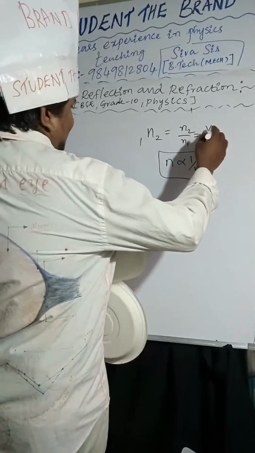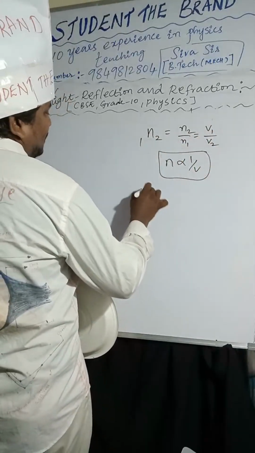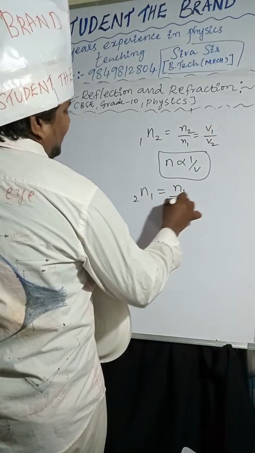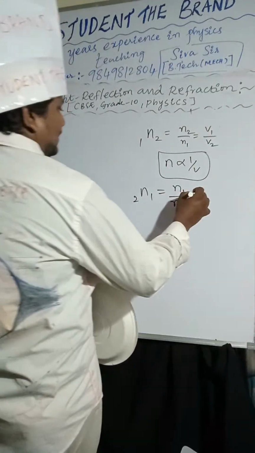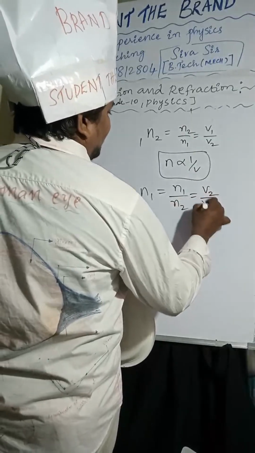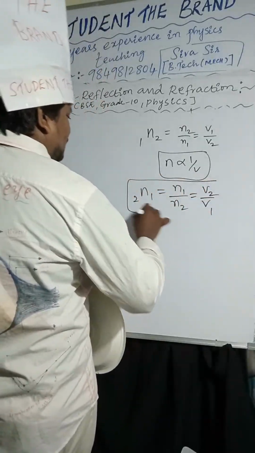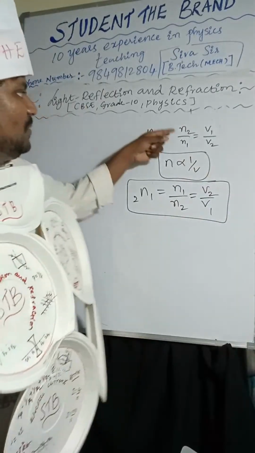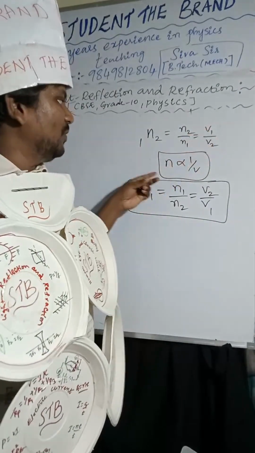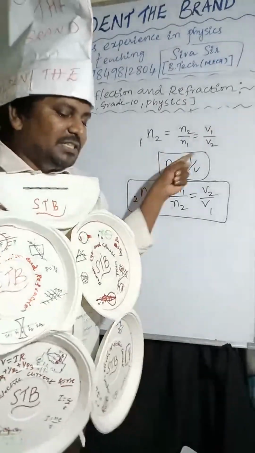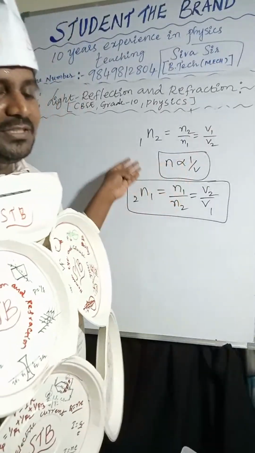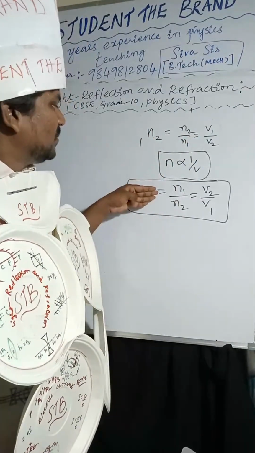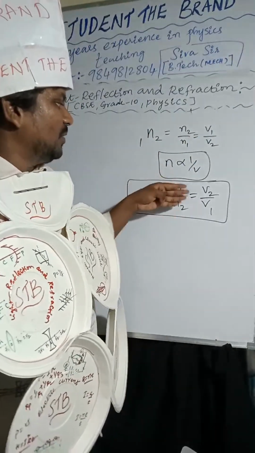So now we are considering N12. N12 equals N1 by N2, that is nothing but V2 by V1. I am considering here N21 equals N2 by N1, that is nothing but V1 by V2. Because N is inversely proportional to velocity, N12 equals N1 by N2 equals V2 by V1.